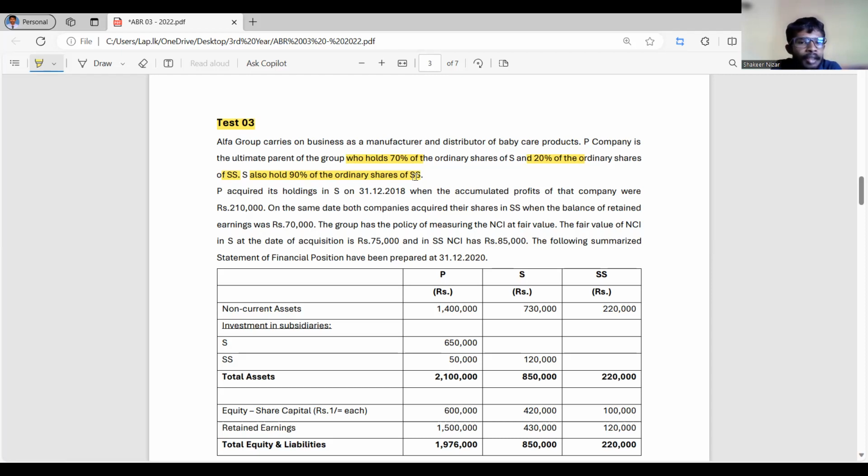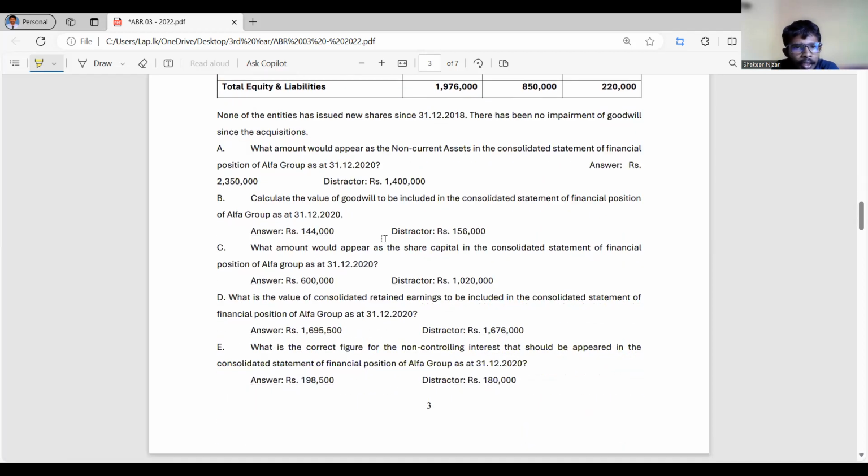were 210,000. On the same date, both companies acquired the shares in SS when the retained earnings stood at 70,000. The group policy is to measure NCI at fair value. The fair value of the NCI in S at the date of acquisition is 75,000 and in SS it is 85,000. The following summarized statements are given: the non-current assets, and so on. None of the entities have issued new shares since 31st December 2019. There has been no impairment of goodwill since its acquisition.